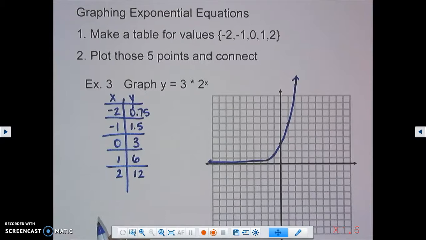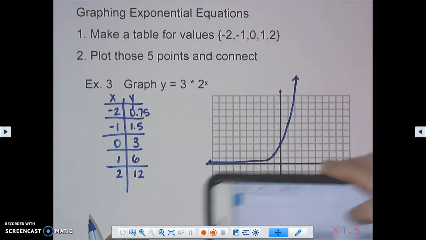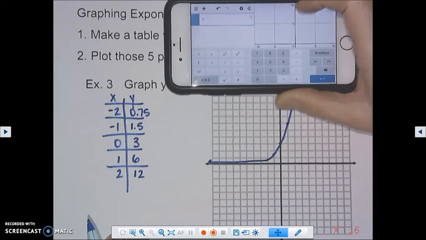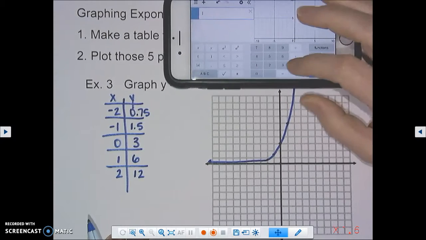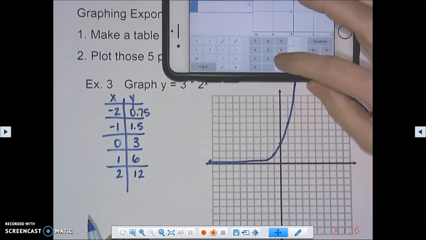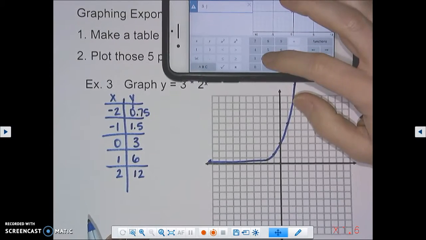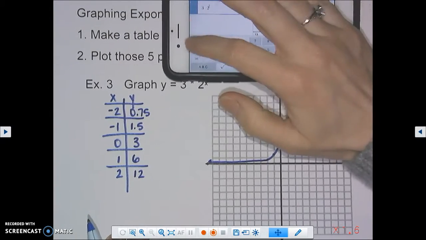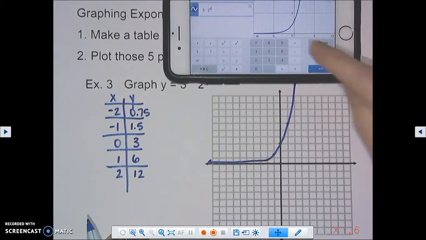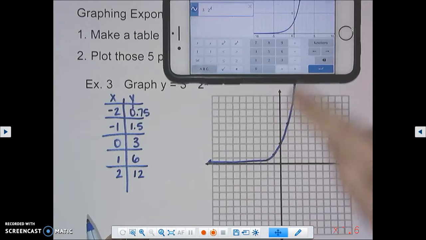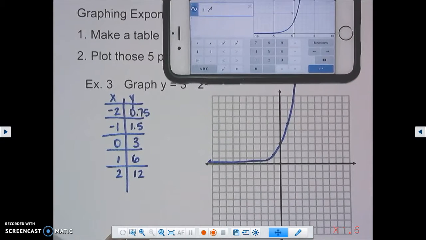This is where you can even type into Desmos. I'll bring the calculator up here again. You can type in that equation again. We had 3 times 2 to the x power, and you can see that ours looks exactly like that does. So that's a way that you can also check with Desmos in graphing your exponential equations.